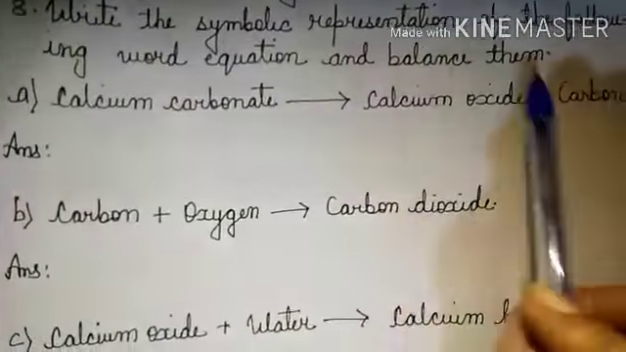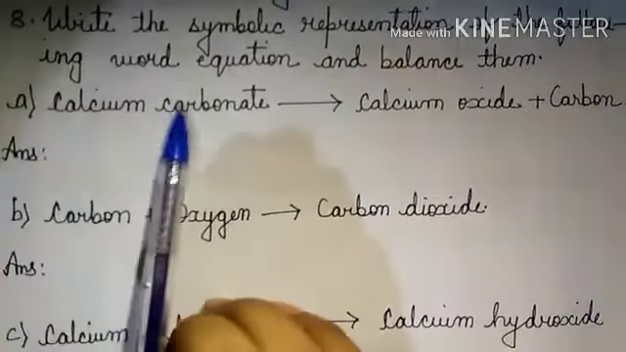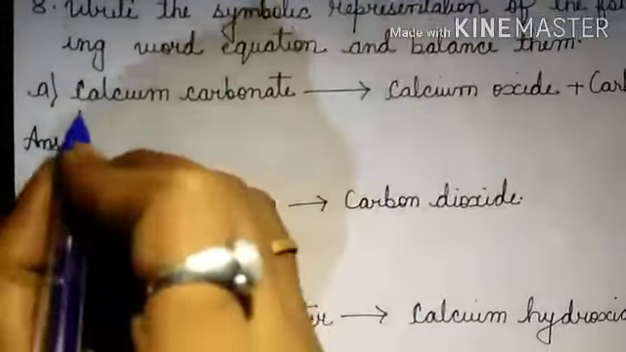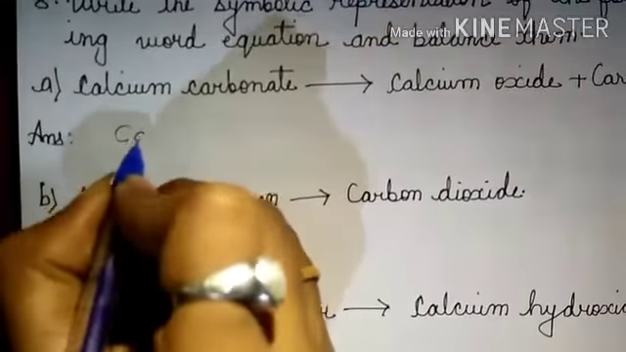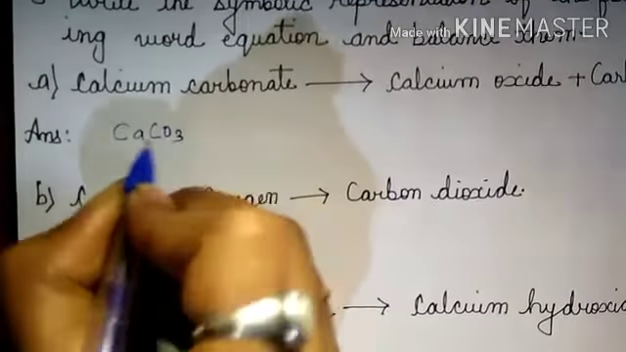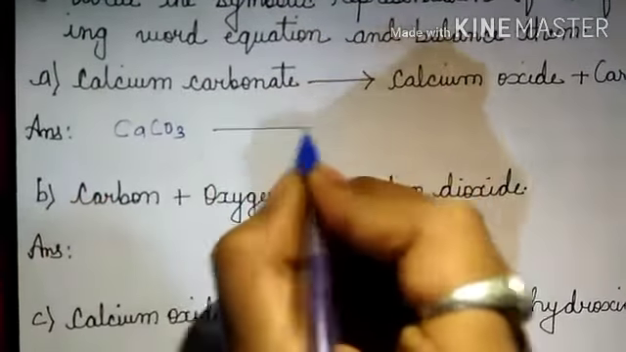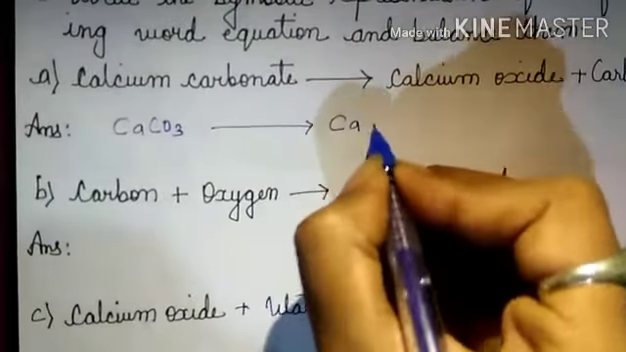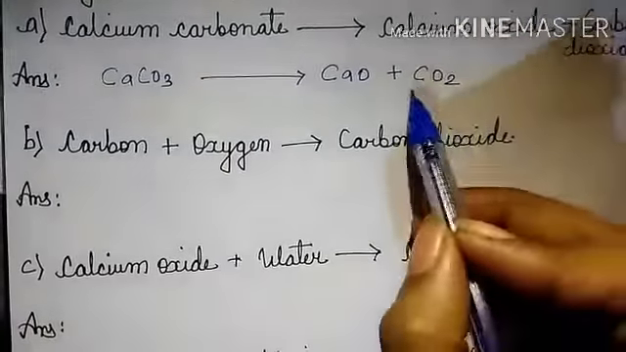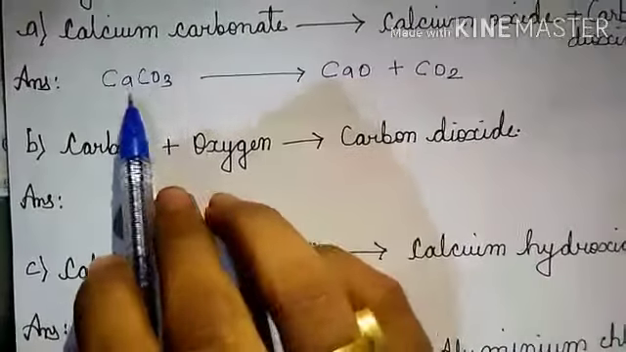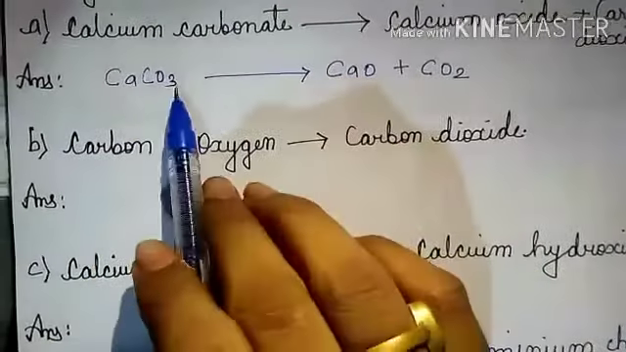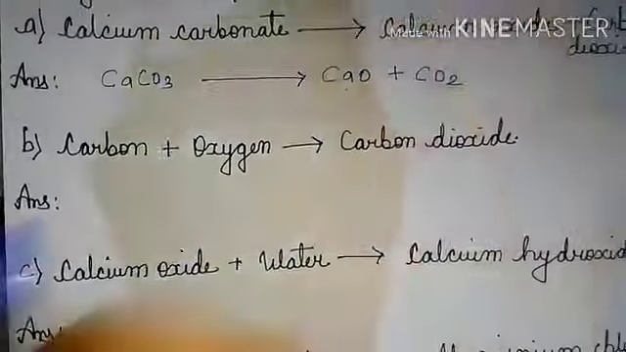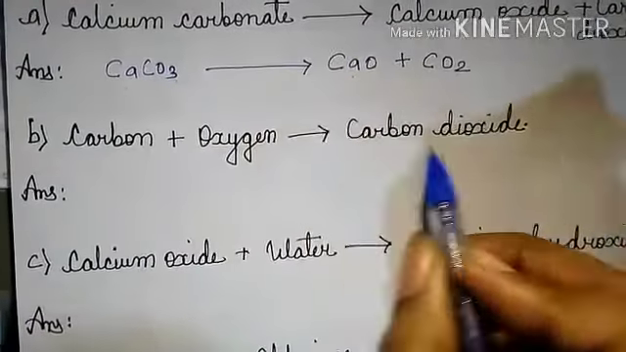Your first question is, calcium carbonate gives what? Calcium oxide and carbon dioxide. Here we have to write the formula of calcium carbonate, that is CaCO3, and it gives calcium oxide CaO and carbon dioxide, that is CO2. Now we'll check if the equation is balanced or not. See, calcium is 1 on both sides, carbon is also 1 on both sides, and oxygen is 3 on both sides. So this is balanced.